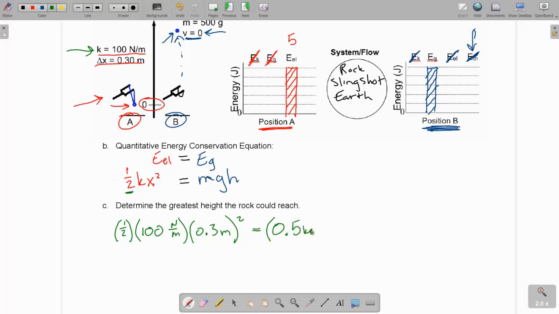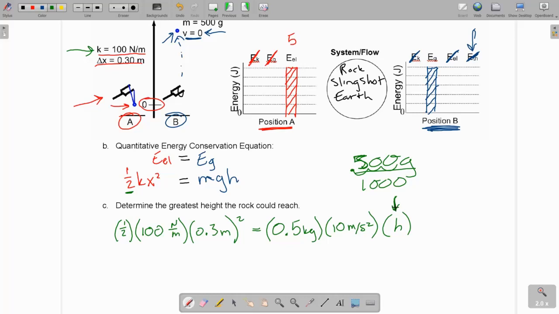0.5 kilograms. 500 grams divided by 1,000 will move this decimal place 3 to the right. That's how many kilograms there are. So 0.5 kilograms times 10 meters per second squared. Remember that g is a constant, 10 meters per second squared. And then we are solving for the height of the object. Okay, height of the object.